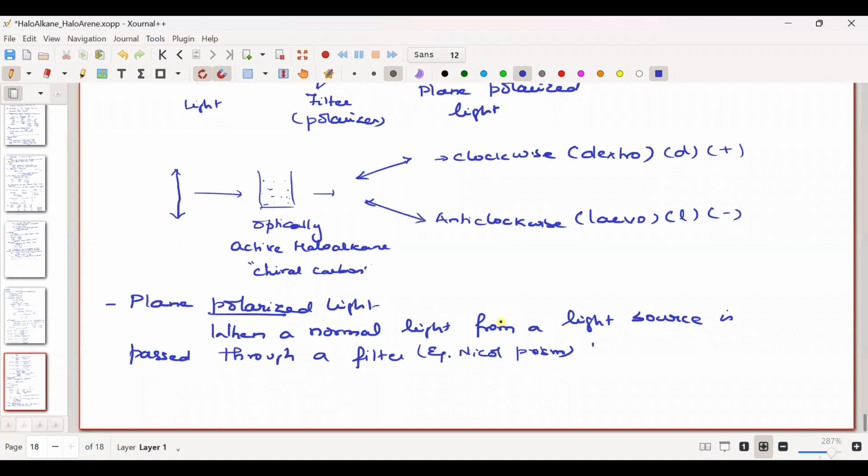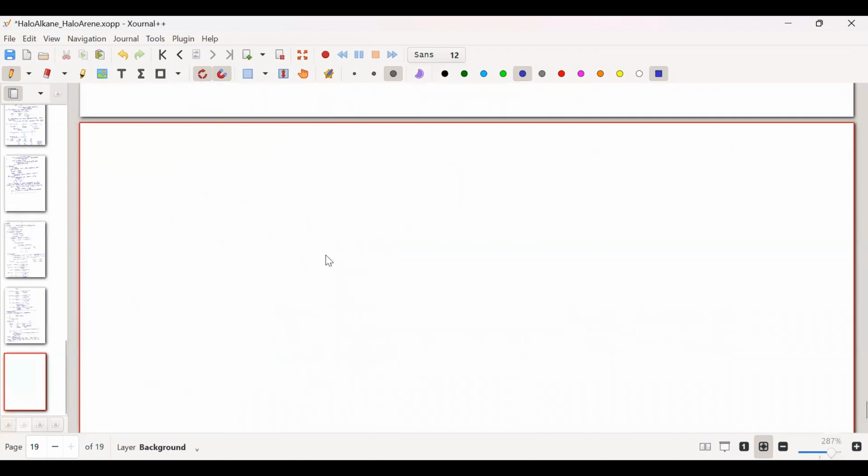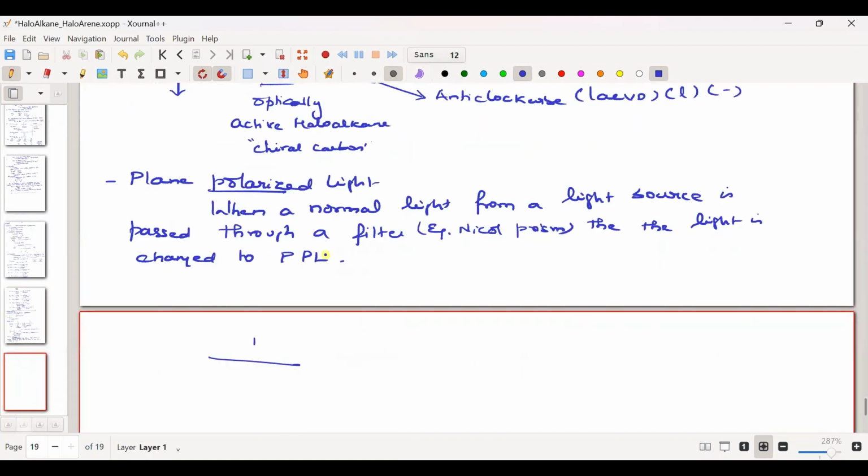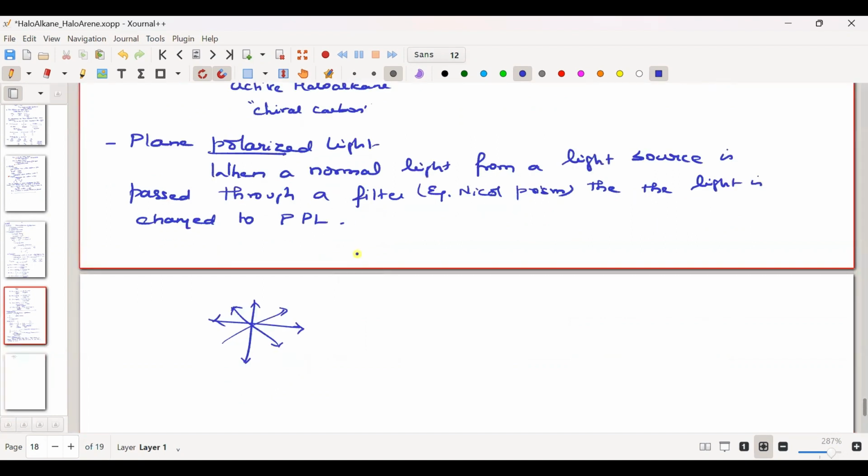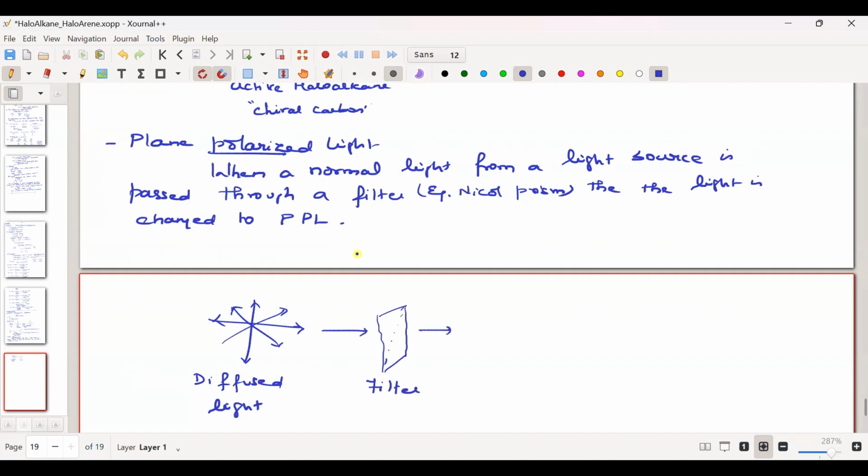Then the light is changed to PPL. PPL plane polarized light. Okay, so the same diagram. So I have light which is going in all directions. So this is normal light, or we also call this as diffused light. So this is passed through a filter. Okay. So this is your filter, and output is you get PPL.